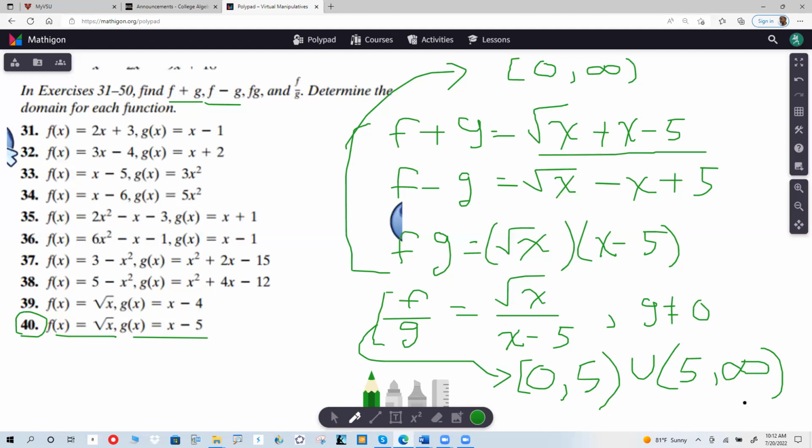So take a look, guys, at the division function. When you're dividing, you have a denominator. You can't make the denominator 0. That's why you're writing g is not equal to 0. So the domain for the first 3 is very simple. The fourth one is always a little more challenging.